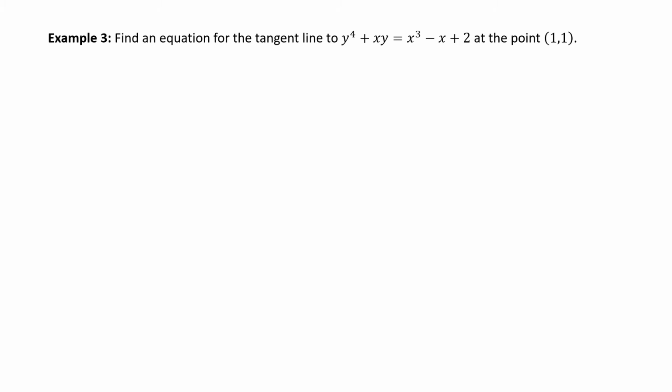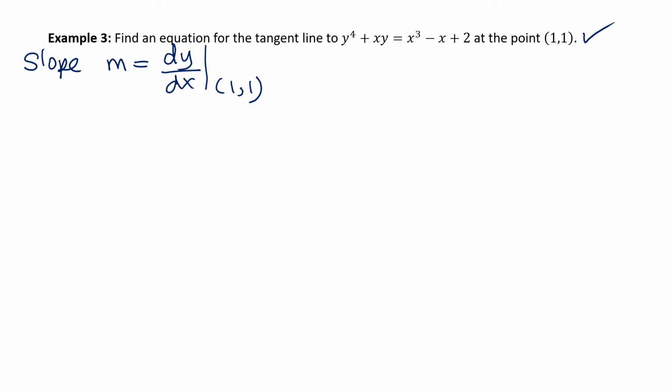Example. Find an equation for the tangent line to y to the 4th plus xy equals x cubed minus x plus 2 at the point (1, 1). In order to get the equation of a line, you need 3 pieces of information. You need a point, which is given in the statement of the problem. We also need the slope, which we will compute. Slope m is the derivative dy/dx, and we want it at that specific point (1, 1). That's where it's going to be tangent to, and we need some form of an equation of a line.